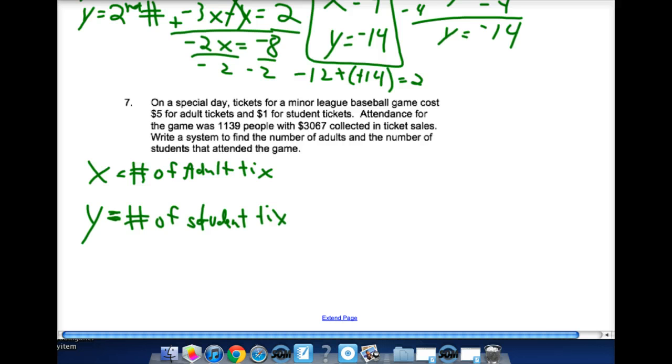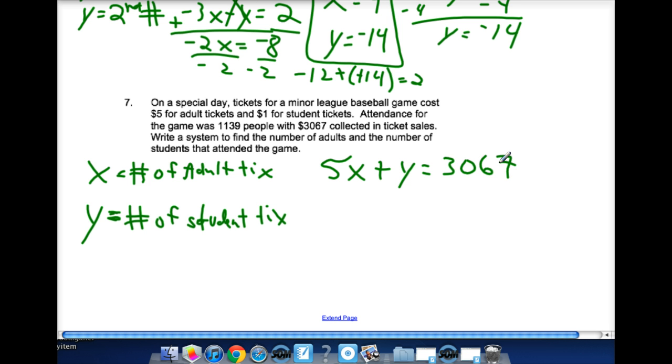5x plus y equals 3,067. He wrote the hard equation. $5 per adult ticket, so that's 5x, plus 1y, but he didn't write the 1. He was very smart. He just wrote y. All that money collected is $3,067. I think that's the tough equation.